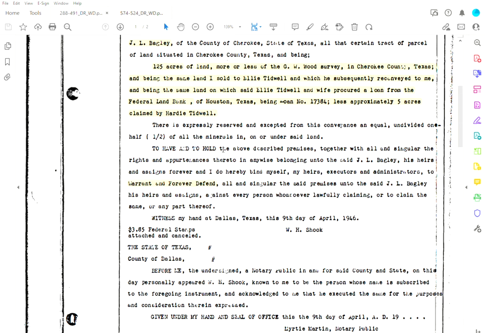So it says to have and to hold. It sounds like a marriage vow, doesn't it? To have and to hold the above described premises together with all and singular the rights and appurtenances thereto. That means all the stuff on it, like a house or an outbuilding or a well that's been drilled, in any wise belonging unto the seller, his heirs and assigns forever. And I do hereby bind myself, my heirs, executors, and administrators to warrant and forever defend all and singular the said premises unto the buyer. I might have said that wrong a minute ago.